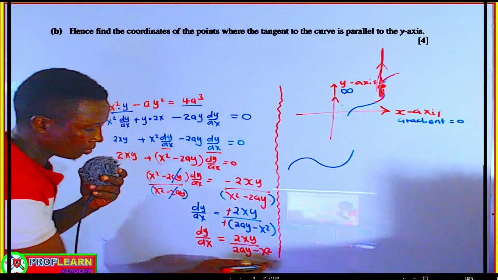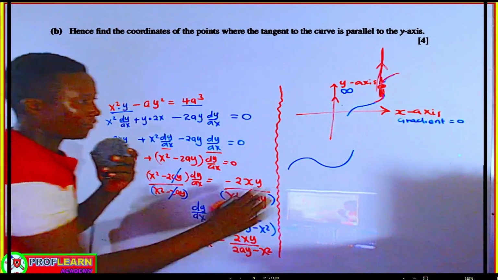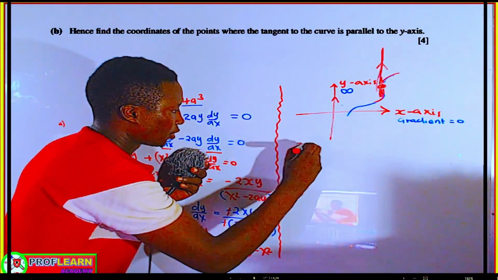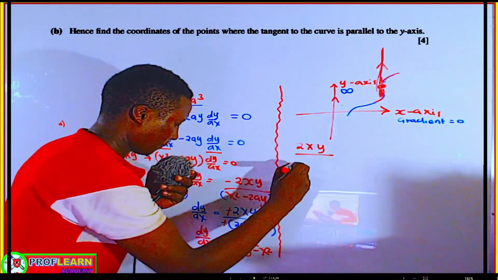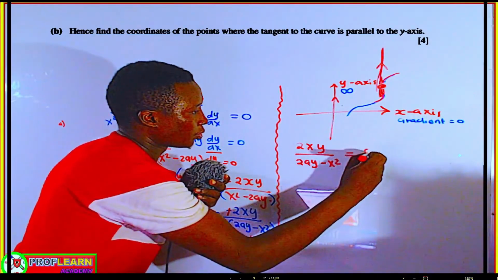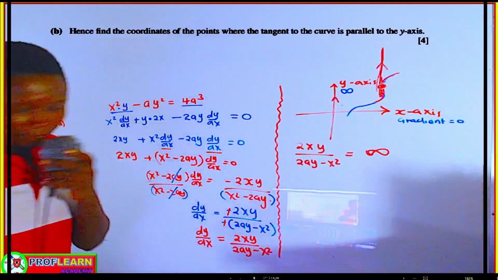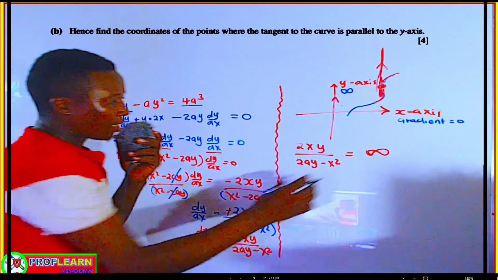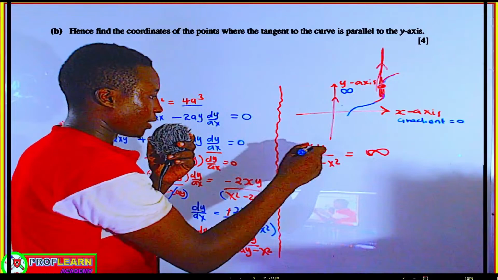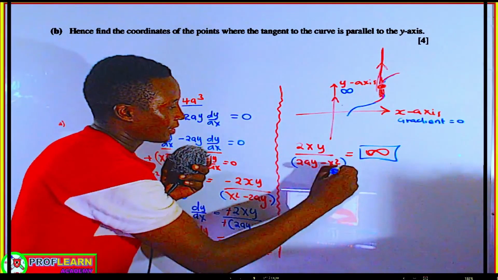Then it means that we are going to equate dy/dx equal to infinity. So we are going to say 2xy over 2ay minus x squared is equal to infinity. Now, how can we get infinity when you divide an expression, 2xy, by something? It means that this part is equal to 0.